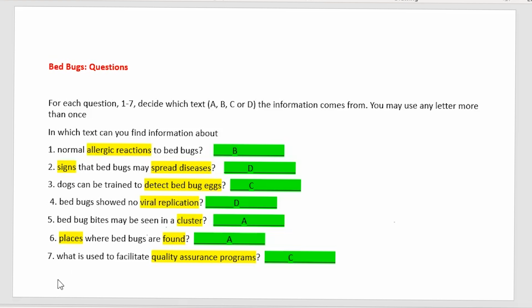Next, question number 7. What is used to facilitate quality assurance programs? Where it has been mentioned regarding quality assurance programs, you should go to text C. In text C, it is clearly mentioned, in the last but second line, the pseudoscent could be used to facilitate detector dog training and quality assurance programs. This is mentioned in text C.